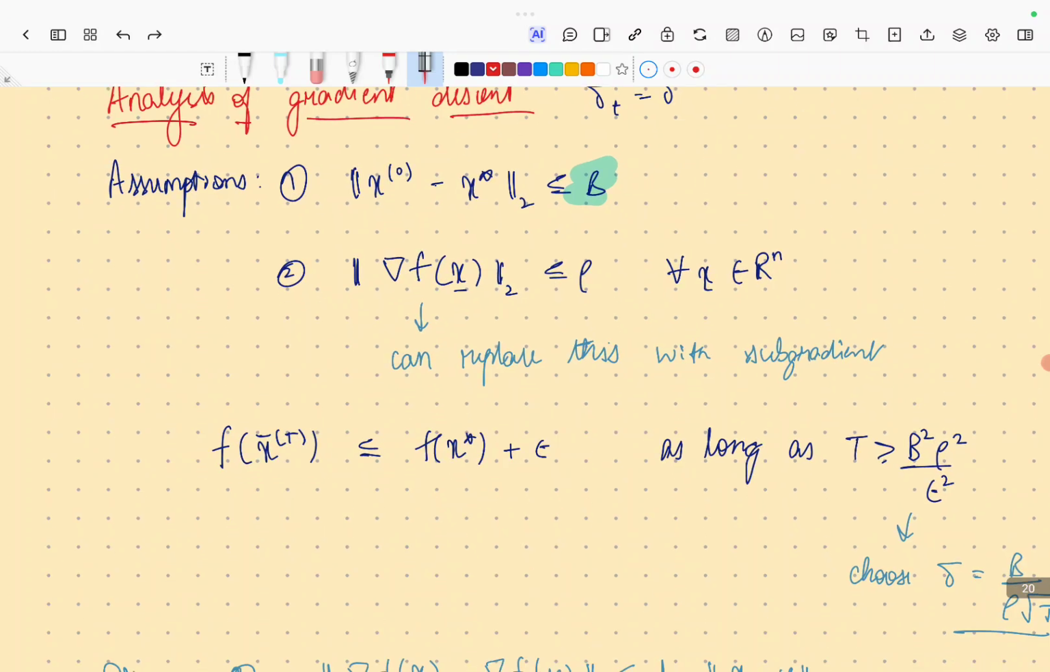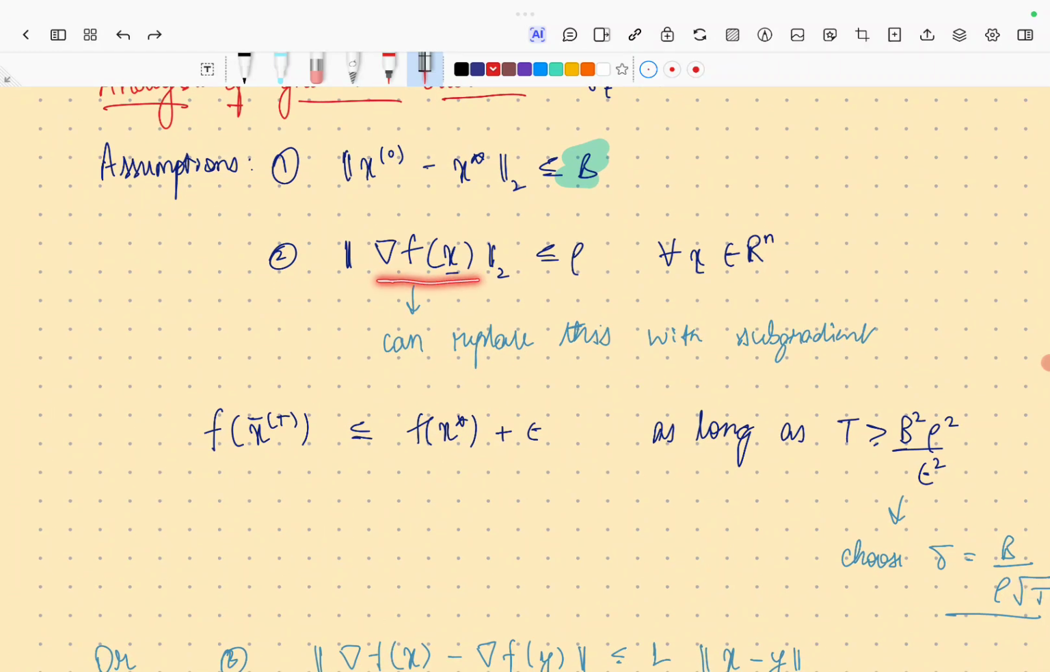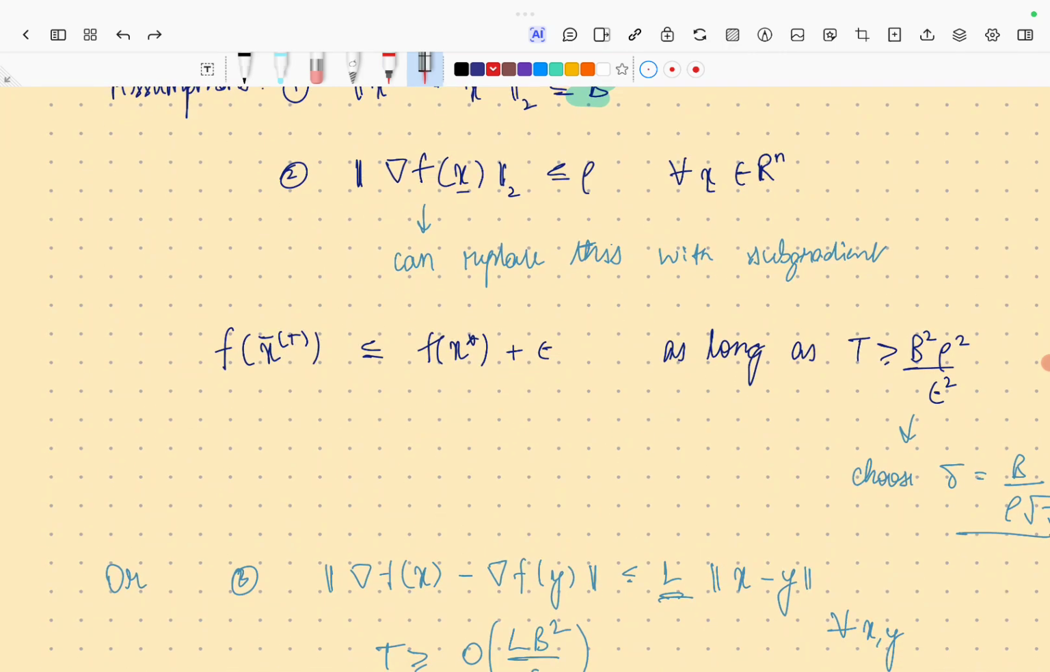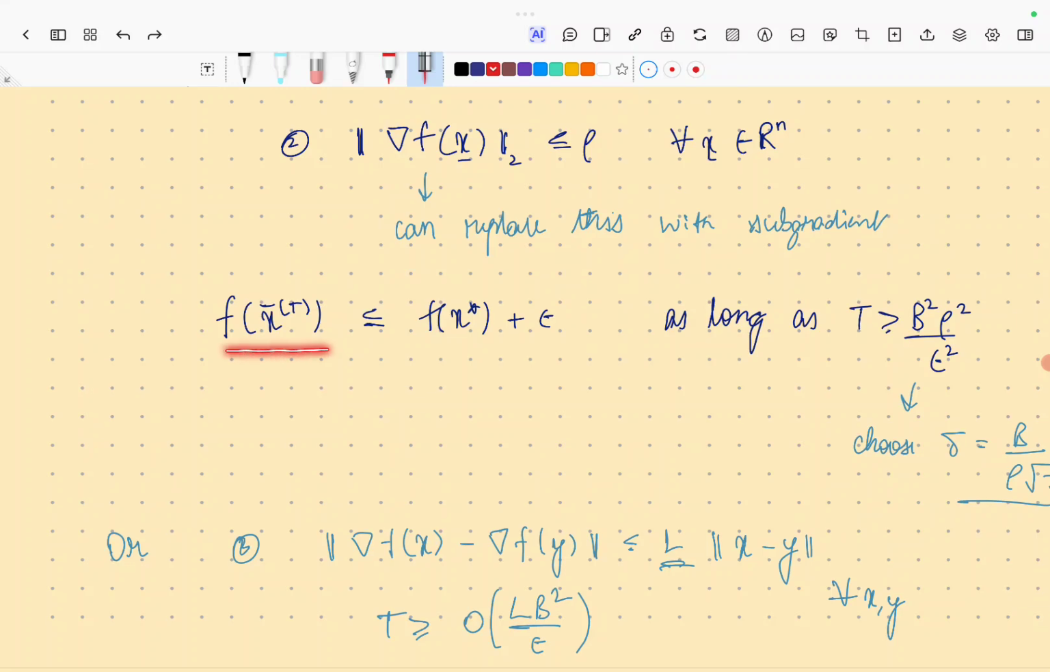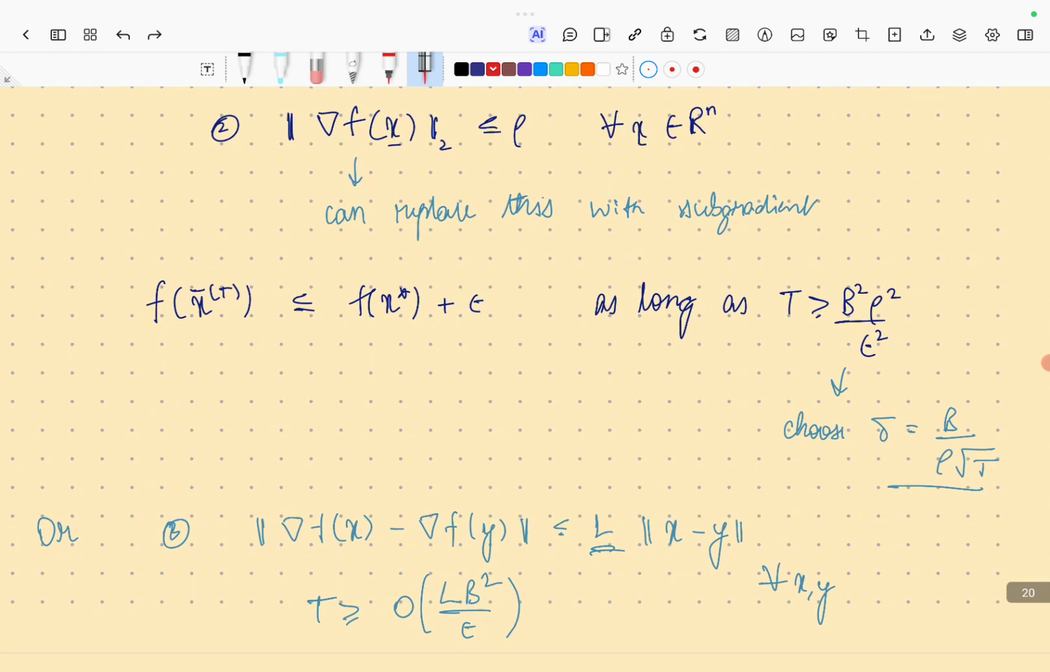But the nice feature about this analysis is that even if the function is not differentiable, the analysis still goes through. You just replace this by the subgradient. As long as the subgradient is bounded at every point, exactly the same thing goes through. And again, the goal is we want to know how long it takes to get epsilon close to the minimum. And the claim is that you can get epsilon close to the minimum as long as the number of steps you take is greater than or equal to b square rho square by epsilon square.